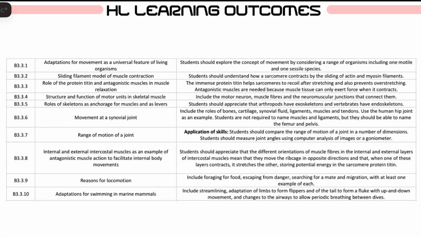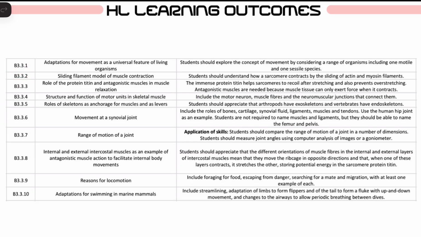Okay, let's look at the learning outcomes for subtopic B3.3 Muscle and Motility. The very first learning outcome here is we explored the concept of movement and how that's a feature of all living organisms. But we explored how this might look different in motile and sessile species using a number of different animals and plants as key examples.